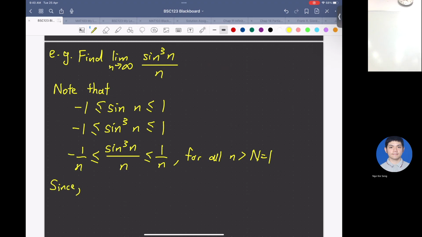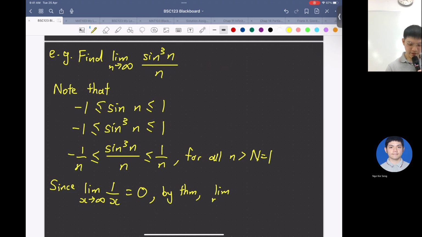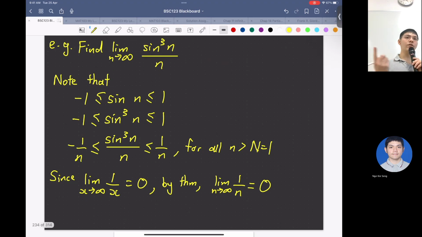So how do we find the discrete limit? We use the continuous limit. We first need to understand the continuous limit. The continuous limit of 1 over x is 0, right? So by the first theorem we learned today, the limit of the discrete sequence is also 0. And we also learned that if we multiply a constant to this convergent sequence, what do we get?